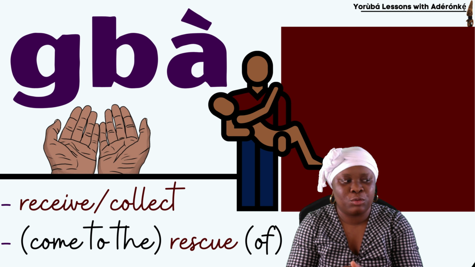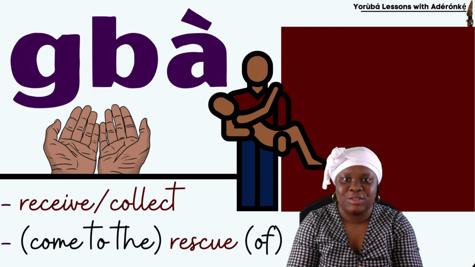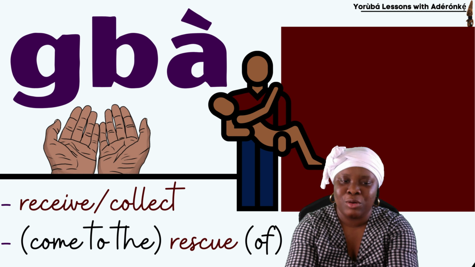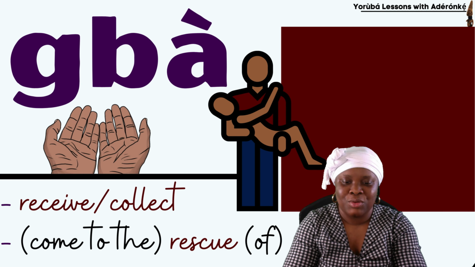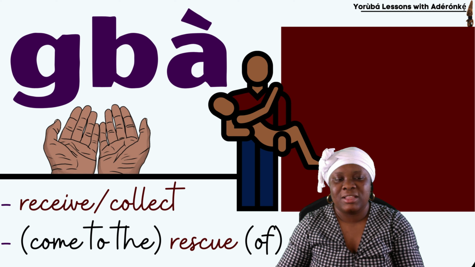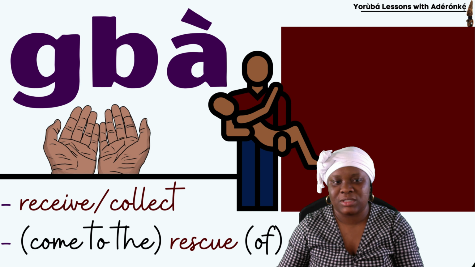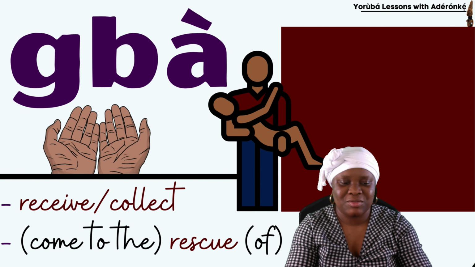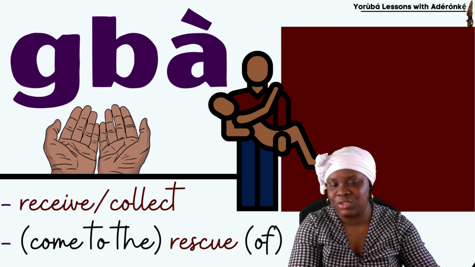If you're asking for assistance from a deity, you'd say, gbà mí o, ẹ gbà mí o, ẹ̀yin aṣíwájú, ẹ̀yin alálẹ̀, come to the rescue of, or rescue. And this tells you about, this is a characteristical description, really, of what Eshu does. Eshu not only receives, but rescues.